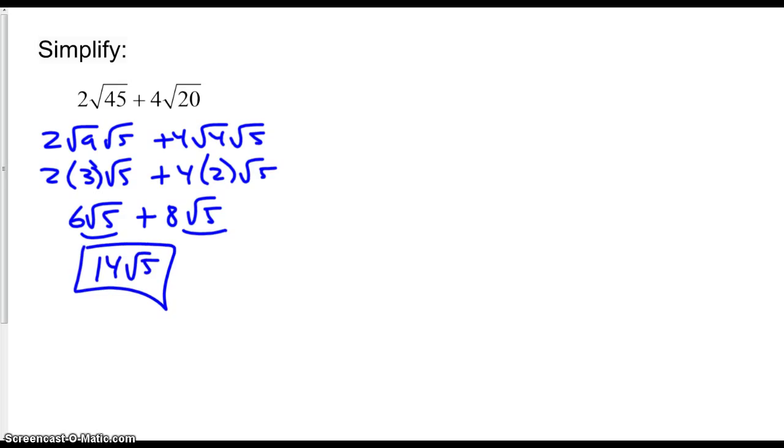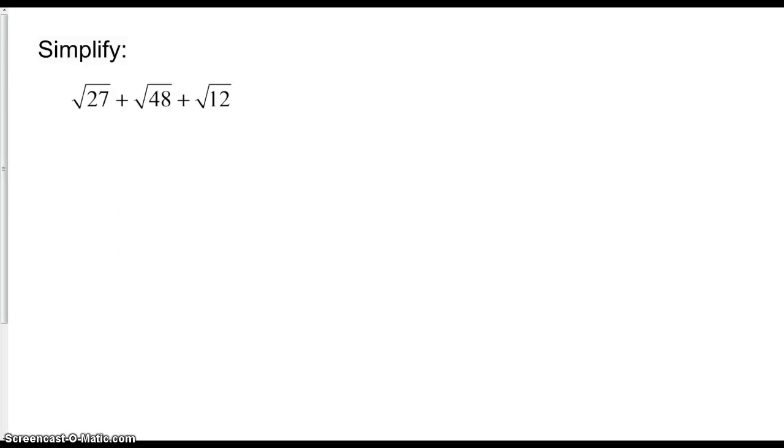All right, let's continue here. Can I combine here? No, but if I simplify each one, I'll be able to do some combining. So pause it, give this a try.